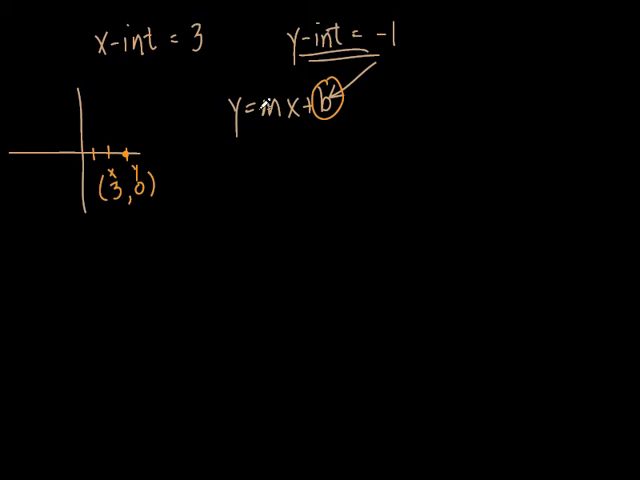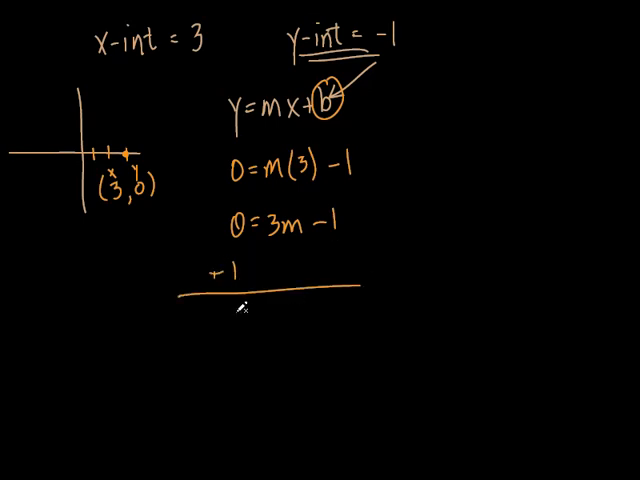Okay? There's other ways you could do this, but let's just do it like this for right now. So what are we going to put in for y? 0. What are we going to put in for m? M. Don't know what it is, right? Times x. What's x? 3. And then what? B is -1. So we put -1. So let's write, 3m minus 1. What do we do? Add a 1 to both sides, right? So 1 equals 3m, divide by 3. So m is 1/3.